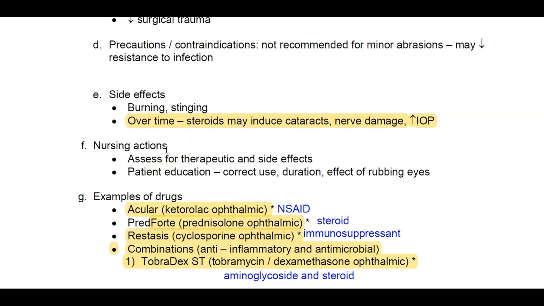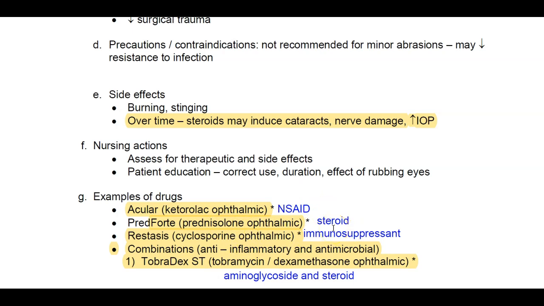Examples of drugs under this class. So actually, this anti-inflammatory, it can be so many different drugs. So we have our NSAID, which is our ketorolac ophthalmic. So ketorolac, I know that you guys have seen or heard about that before, right? So that's your NSAID or non-steroidal anti-inflammatory drug. You also have your prednisolone ophthalmic, which is a steroid version of that eye medication.